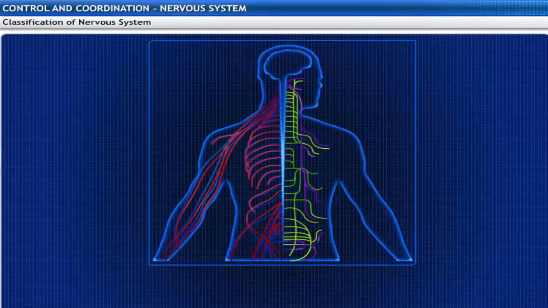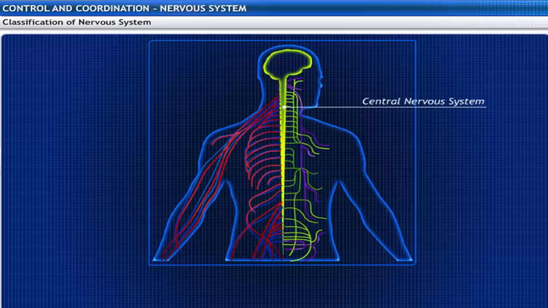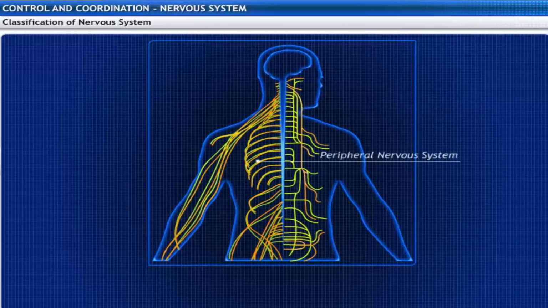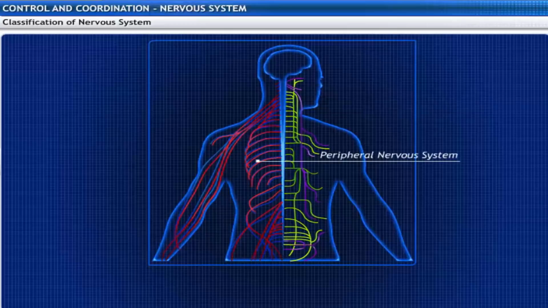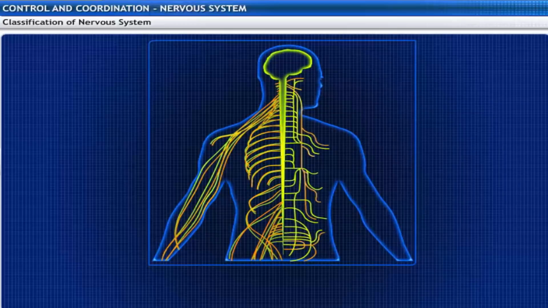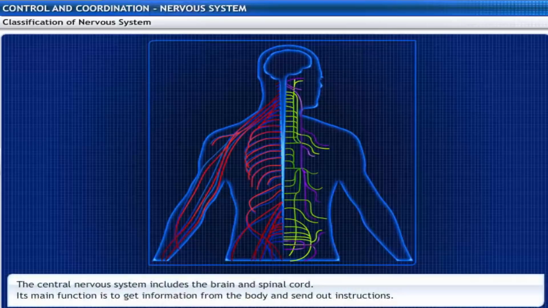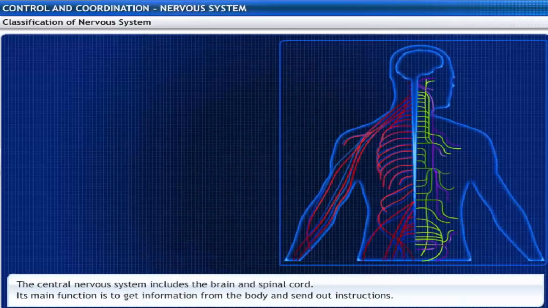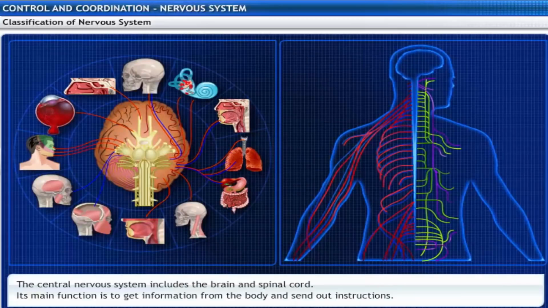The nervous system is divided into two systems, the central nervous system and the peripheral nervous system. Both these systems are connected and function together. The central nervous system includes the brain and the spinal cord. Its main function is to get information from the body and send out instructions.